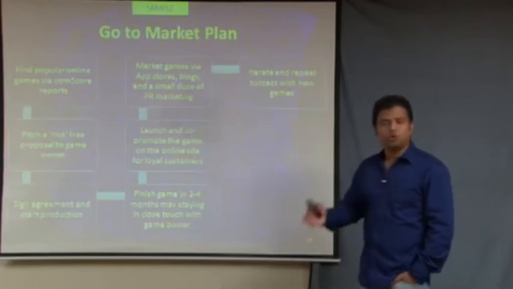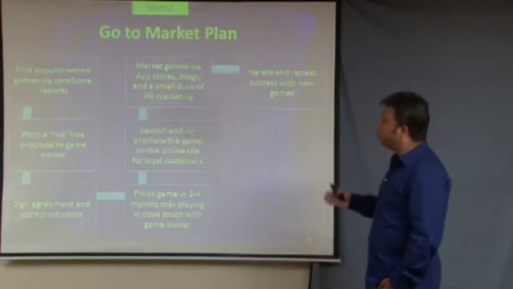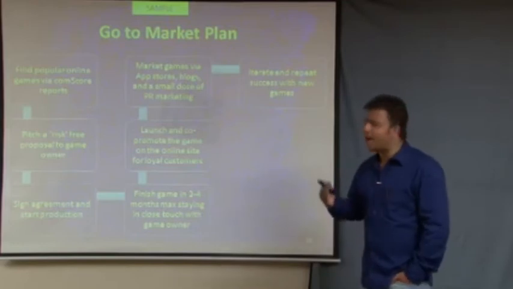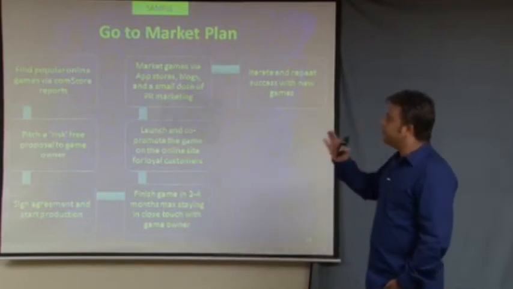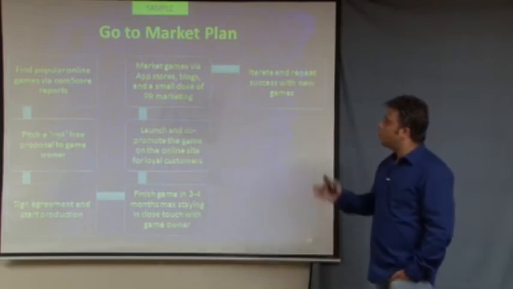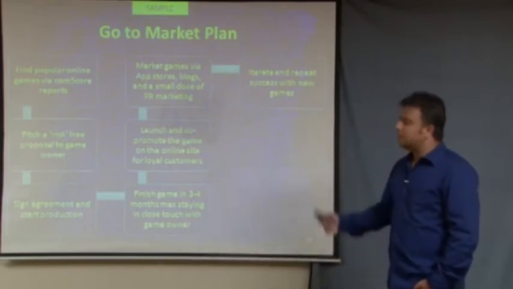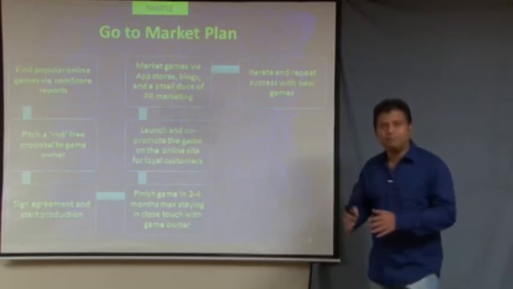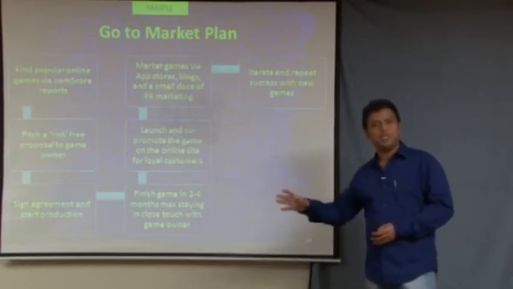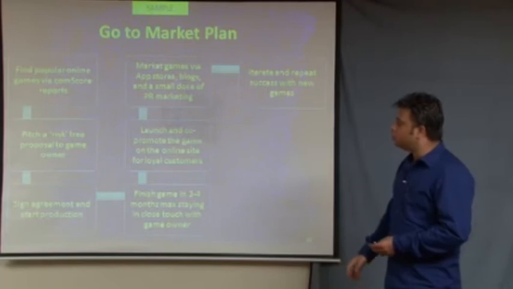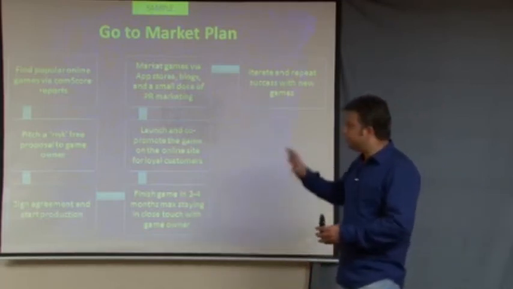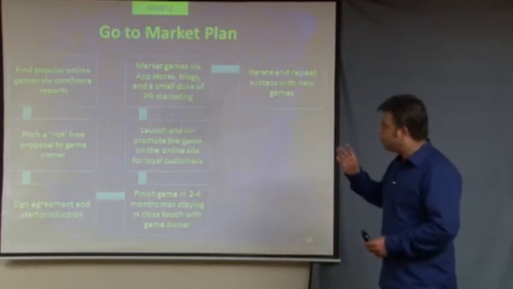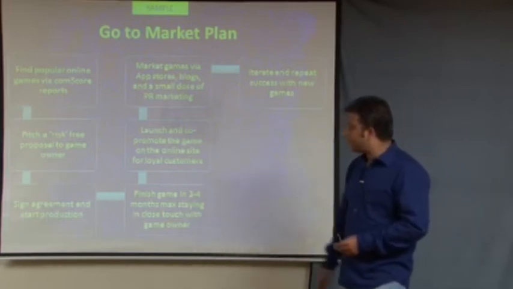So what is their go-to-market plan? How do they wish and plan to promote their business and the company? So first, find popular online games via Comscore reports. This is the starting point. They need games that could be potential successes on the smartphone zone. So pitch a risk-free proposal to game owners, the zero risk that we talked about. Sign agreement and start production.